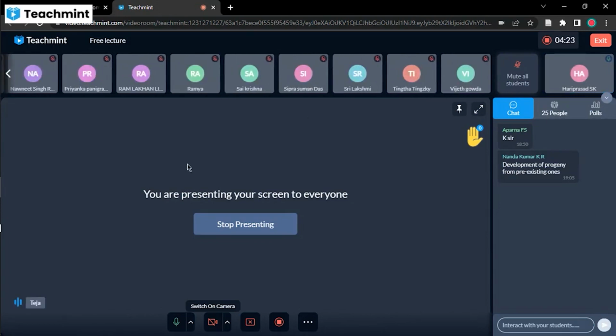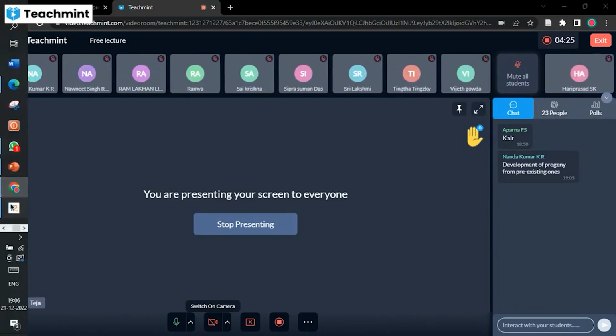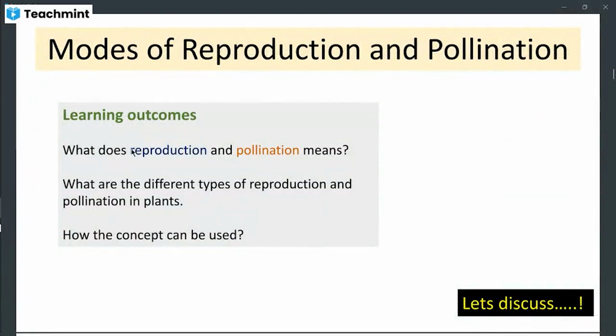Okay, no, let us put it in a simple way. Reproduction means the ability of a parent to produce its offspring. In a simple way, that might be good. And next, coming to pollination, some student can either write in the chat box or they can interact. What do you mean by pollination? And how can you define pollination?